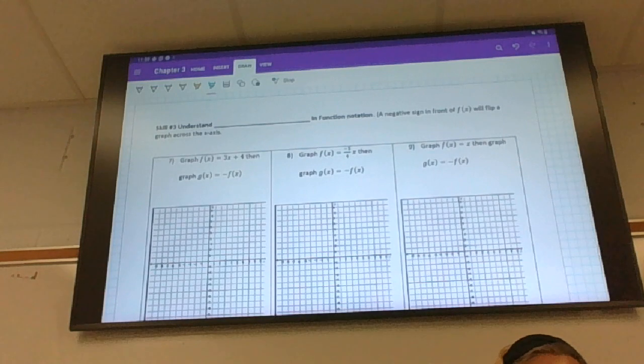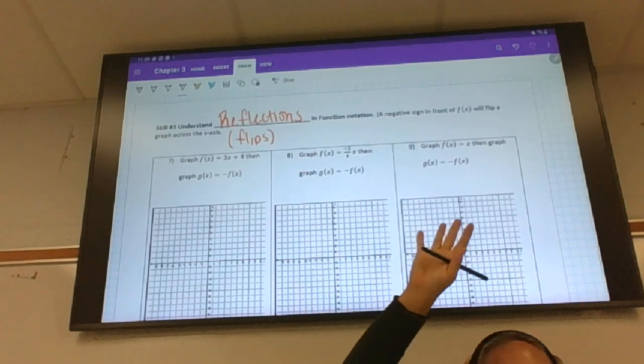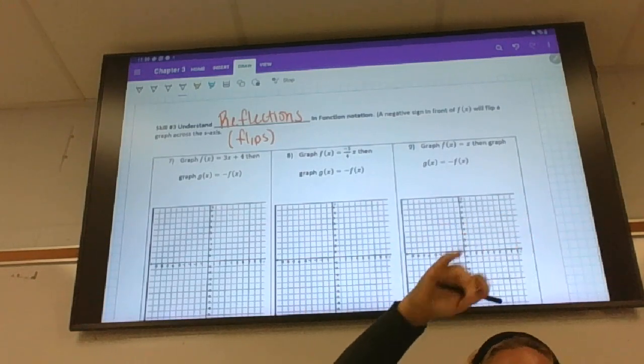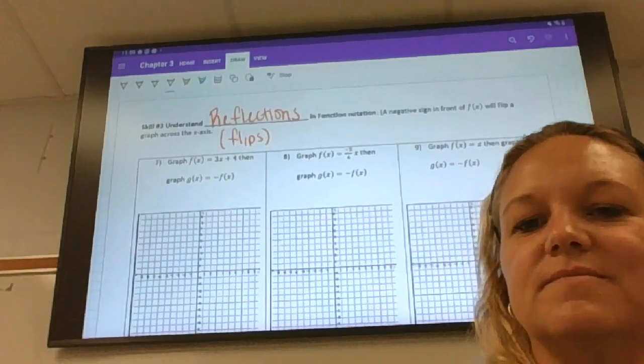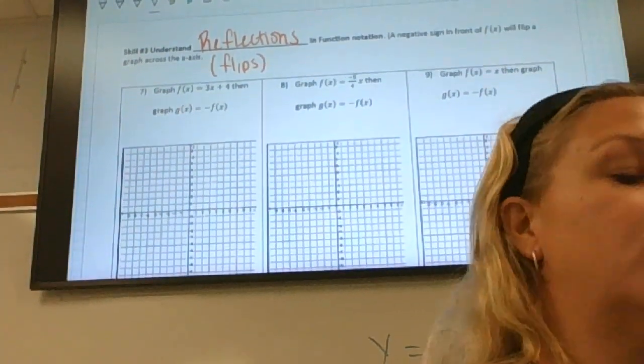Okay. Skill number 3. Understand reflections. Reflections are also known as flips. Raise your hand if you were absent yesterday.